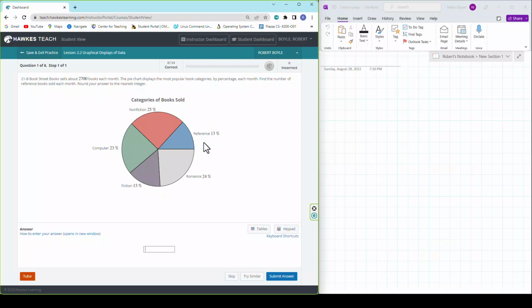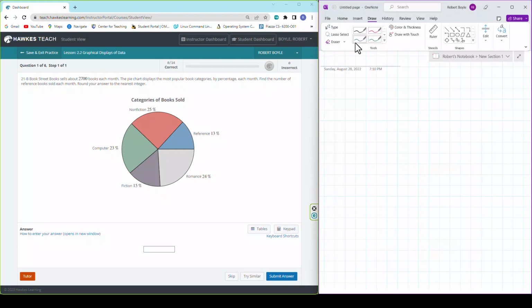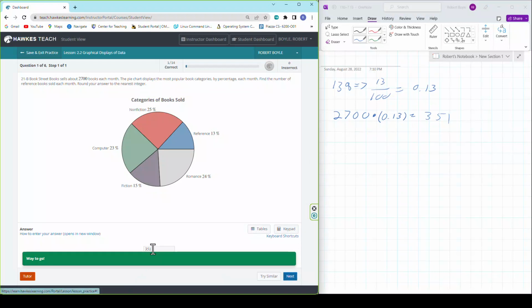Well, here are our reference books. Notice that we have sold 13%. And 13% corresponds to 0.13. Okay? So we need to compute 13% of 2,700 books. So that's going to be 2,700 times 0.13. And if I do that in my calculator, I will have 351. And that is what goes in my answer field. Okay, one down, 5 to go.